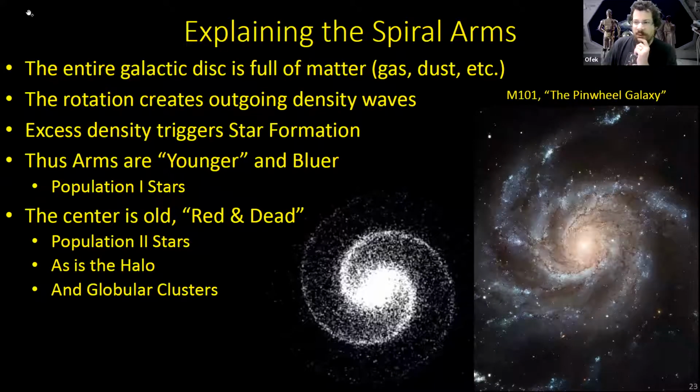And one of the explanations today is that, in fact, it's not that the galaxy is empty between spiral arms. The galactic disk is full, basically. It's all matter, gas, dust, and other things. But the rotation of the galaxy creates density waves going outwards. So you start with spherical symmetry, not spherical, disk symmetry. So rotational symmetry or helical symmetry. But the rotation creates these density waves going out.